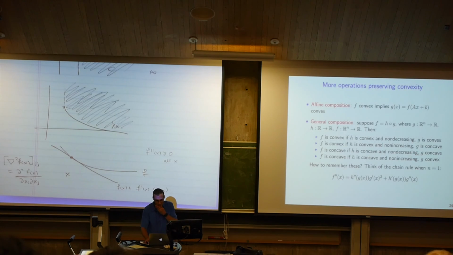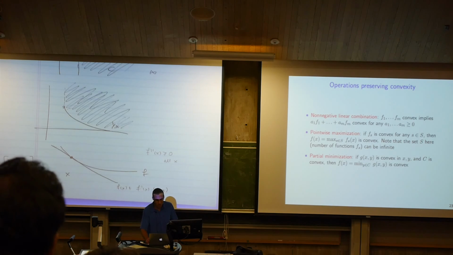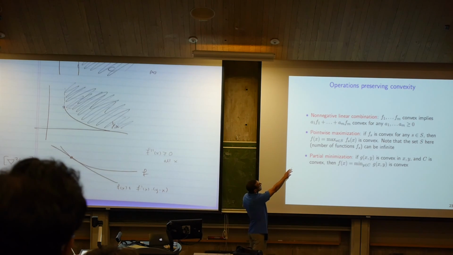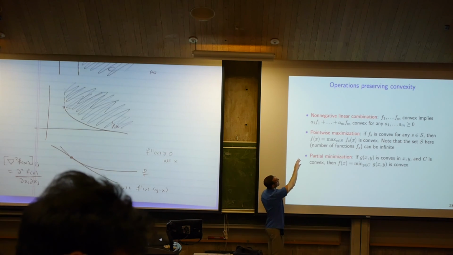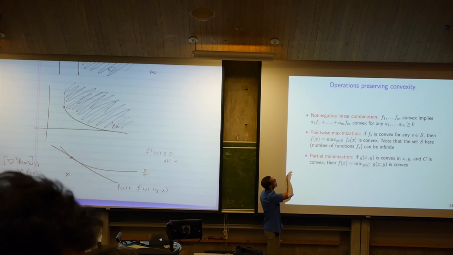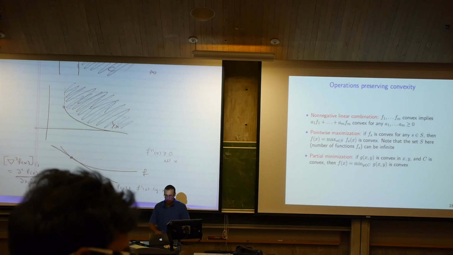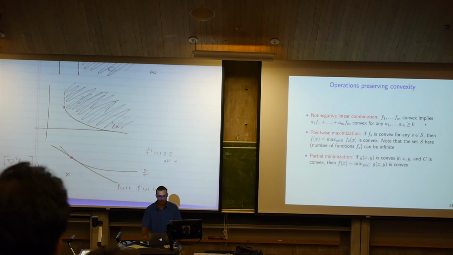Let's see. I think probably the most important thing to do is to go through the operations that preserve convexity, and then on Monday I'll come back and give a bit more details on some of these, but let's go through at least these. If I have any convex functions f1 through fm, and I take a non-negative combination of them, a1 f1 plus all the way through am fm, provided that these coefficients are non-negative, that's still a convex function. It's a helpful property.